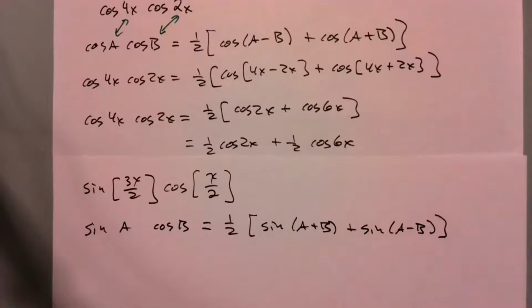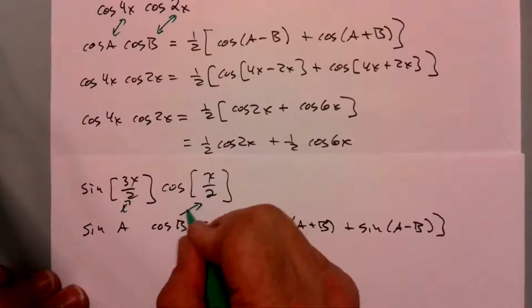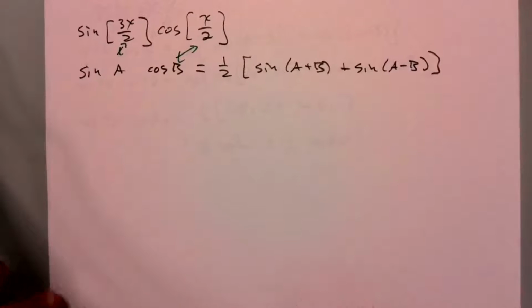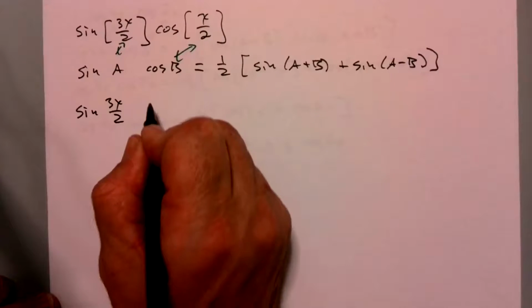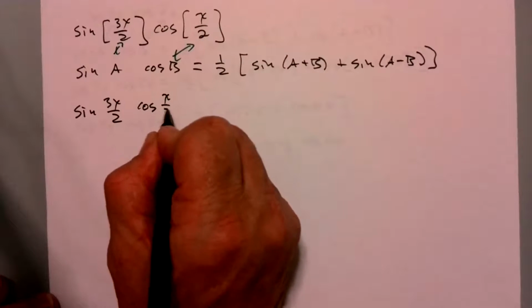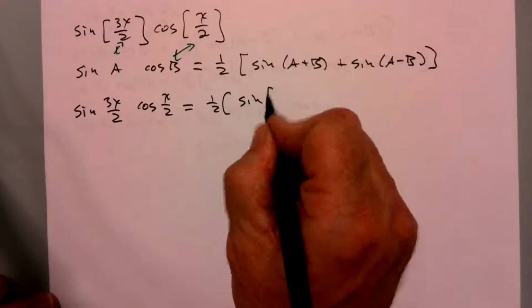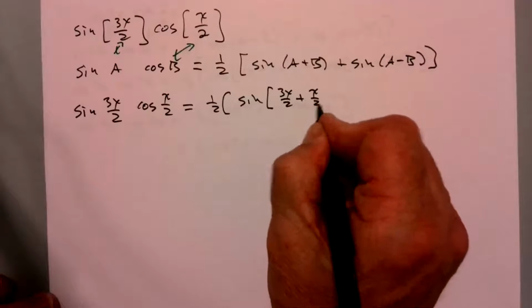And you know my usual strategy, let's define A and let's define B. So A is defined here as 3x over 2, B is defined as x over 2. So let's go ahead and make that substitution. Sine of 3x over 2, cos x over 2 is 1/2 sine A plus B, that's 3x over 2, plus x over 2.